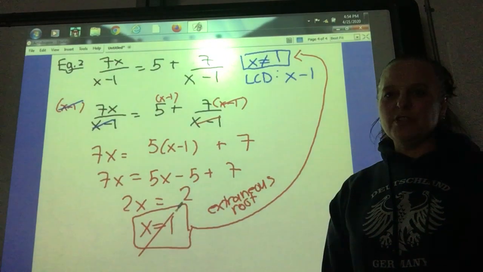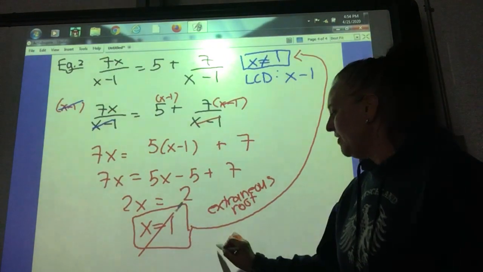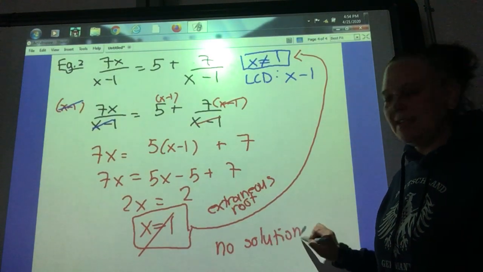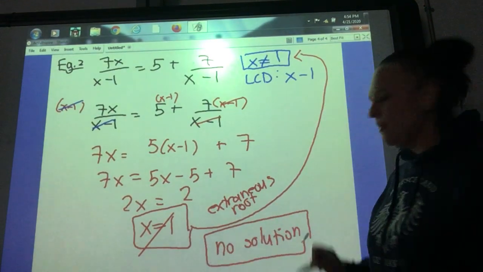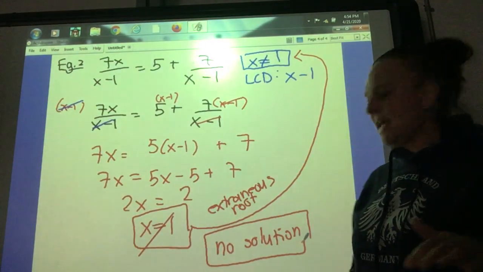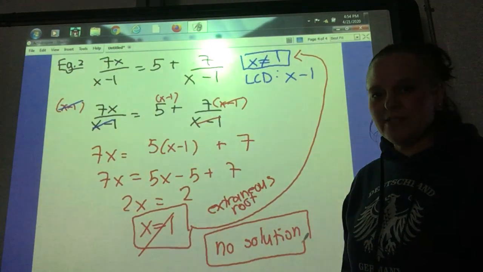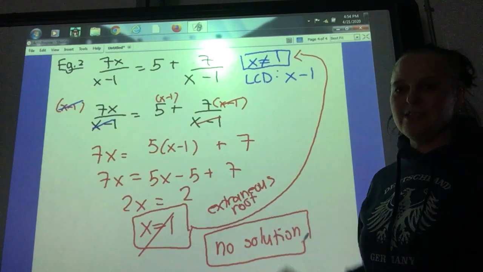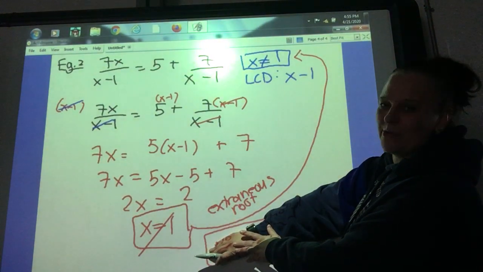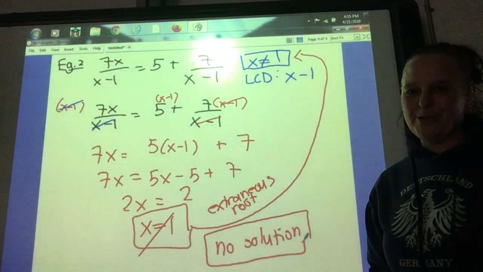So what if we have one solution and we reject it? What do we have to say? We do have to write no solution. The solution is that there's no solution. Remember when we solved quadratic functions and when we had the graphs and they didn't cross the x-axis, there was no zeros? You do have to still say there's no solution. So the solution is no solution. If you stopped here, I cannot give you full marks because you haven't really answered the question. So your solution is no solution.